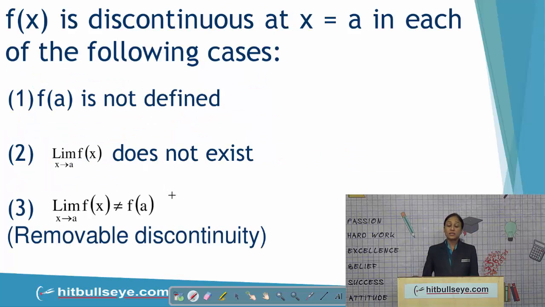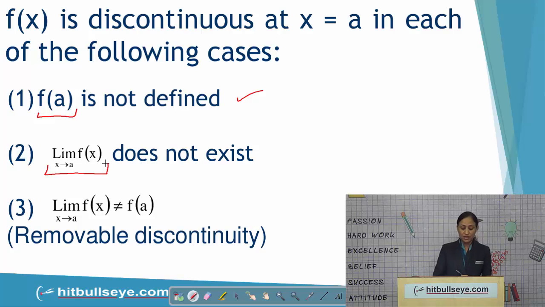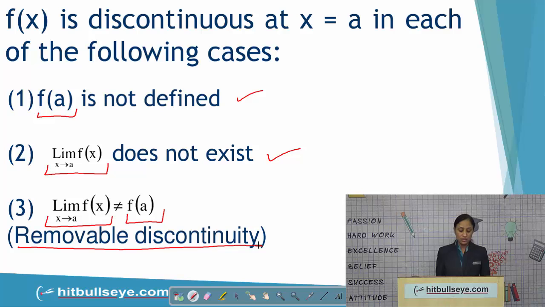Now f(x) is discontinuous at x equal to a in each of the following cases. The first one is the value of the function at the point a is not defined. The second one is the limit x approaches a f(x) does not exist. The third one is the limit exists but is not equal to the value of the function at that point. And this kind of a discontinuity is called as removable discontinuity. Why? Because it can be easily removed if we redefine this value of the function at the point a and make it equal to the value of the limit.